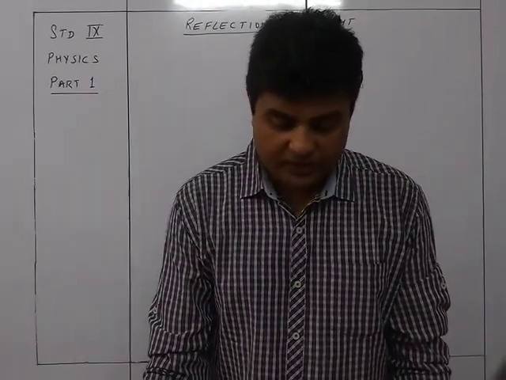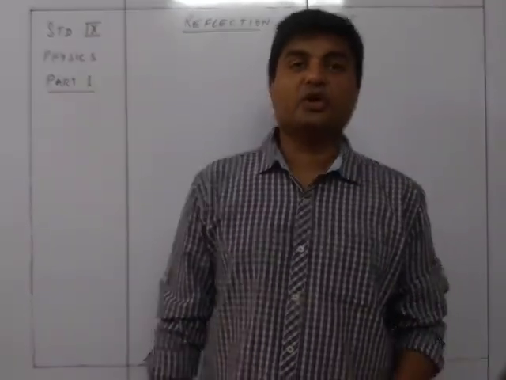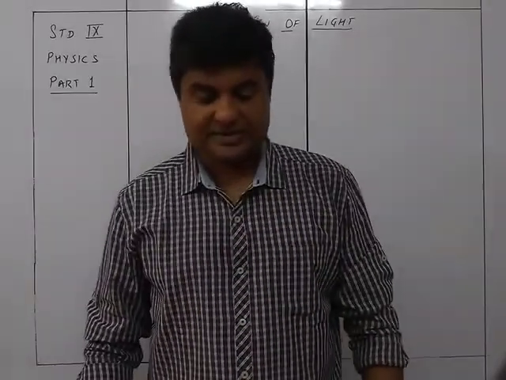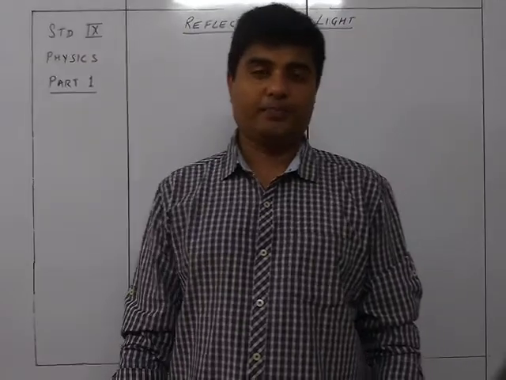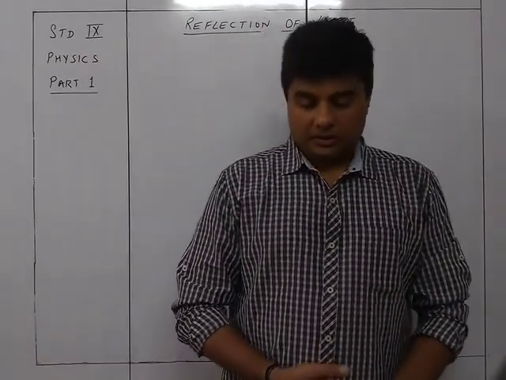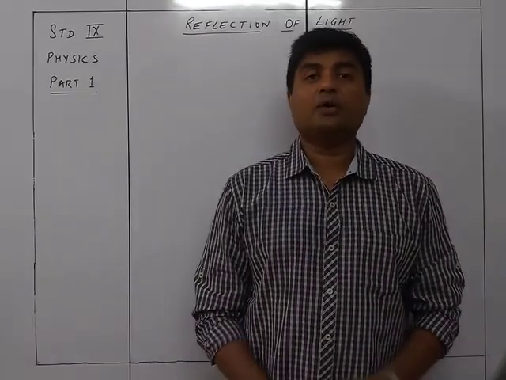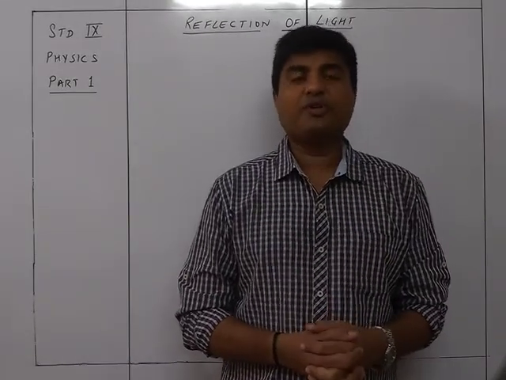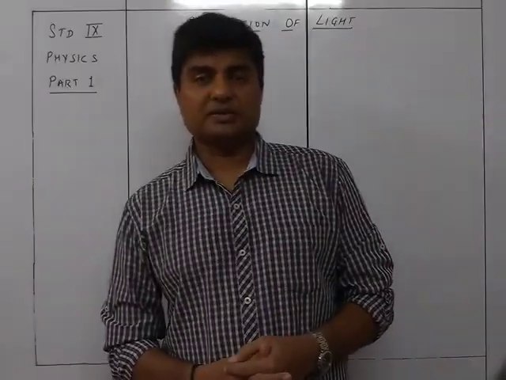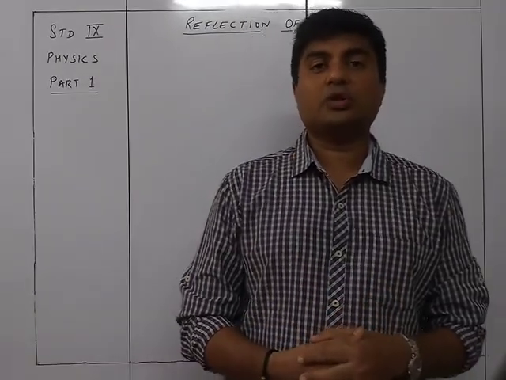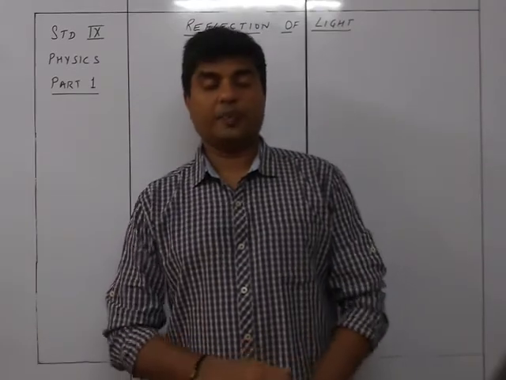Today we start with a new chapter in physics for standard 9th, that is chapter number 7 as per Concise, that is reflection of light. The chapter reflection of light is divided into two parts. One is about the plane mirrors. So reflection of light through the plane mirrors is the first part, and then the next part is about reflection of light through the spherical mirrors.